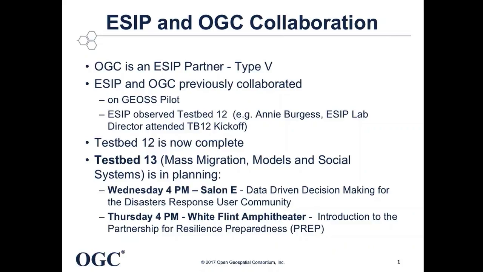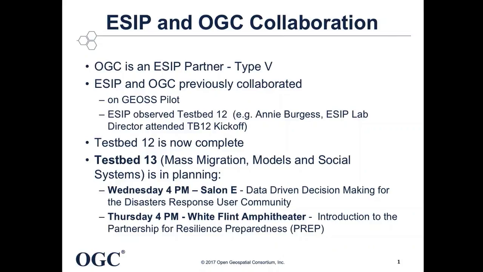Thank you, Erin. So, hi, my name is Luis Bermudez. I work at the Open Geospatial Consortium, OGC, and we have a collaboration. We are a Type 5 ESIP member. We share similar vision principles of openness, collaboration, and helping improve how we share data, and, for example, we have better solutions for disasters.